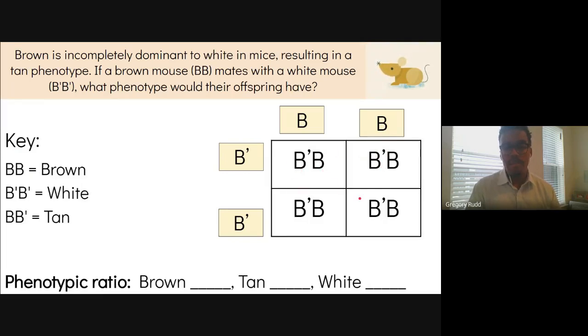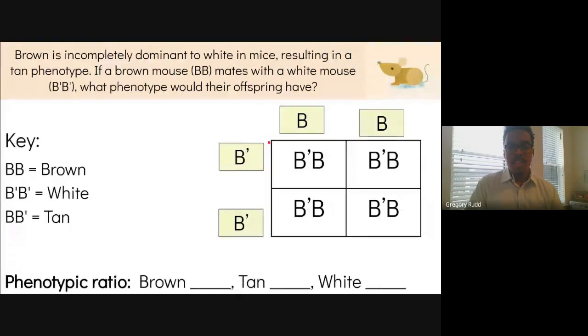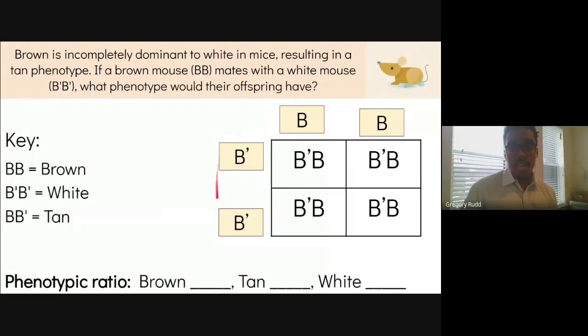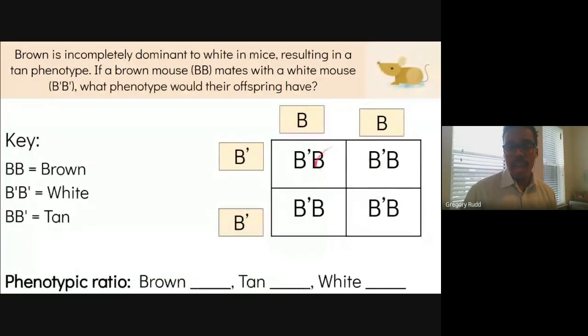How many tan mice do I have? Zero. Let's check that. No, I'm sorry, it's 100%. Ayana, where are you seeing two? Now be careful, Gabby, because yes, we see a B prime, or a white mouse, here, but this is the parent. We only are interested really in the offspring, which are inside of the box.